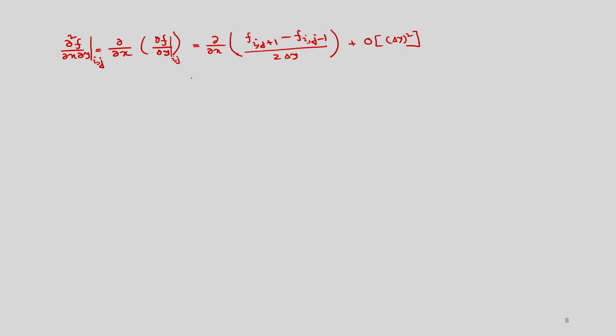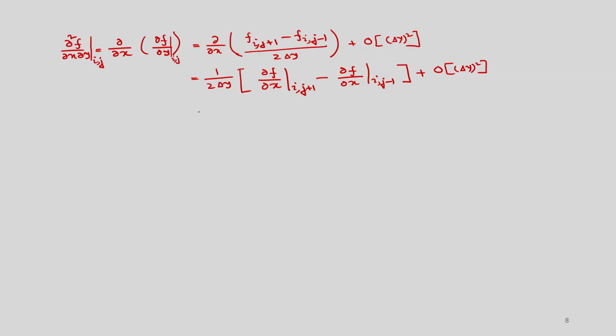Okay. Now, you can write 1 by 2Δy times [∂f/∂x at (i, j+1) minus ∂f/∂x at (i, j−1)], which is order of Δy squared. So, now again it is a first derivative, so you can use central difference, so that the order of accuracy will be Δx squared. So, you can write 1 by 2Δy.